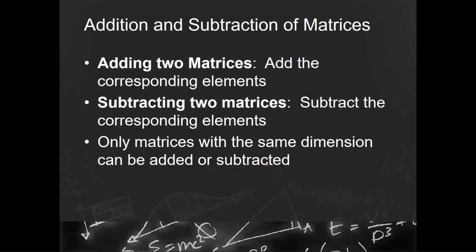Okay, what about the addition and subtraction of matrices? Well, they can only occur if the matrices have the exact same dimension. If they do not have the exact same dimension, they cannot be added and they cannot be subtracted. If they do have the exact same dimensions, then the addition of two matrices is tantamount to the addition of each corresponding element. And to subtract two matrices, you would subtract each of the corresponding elements.